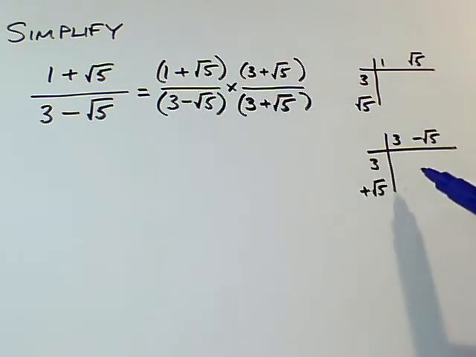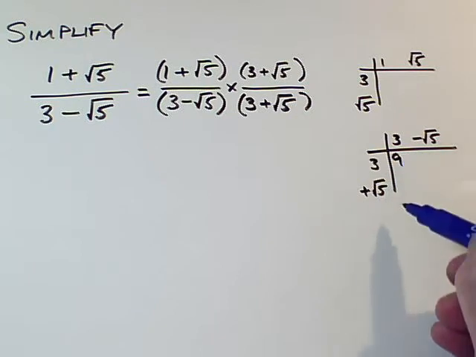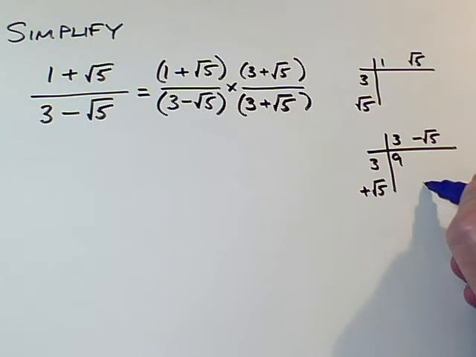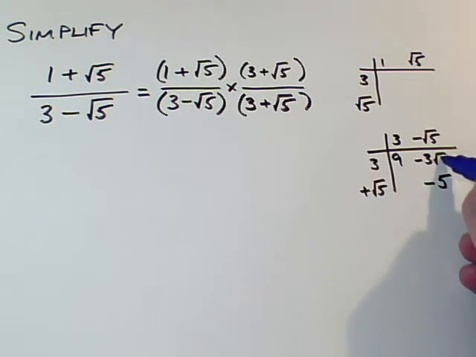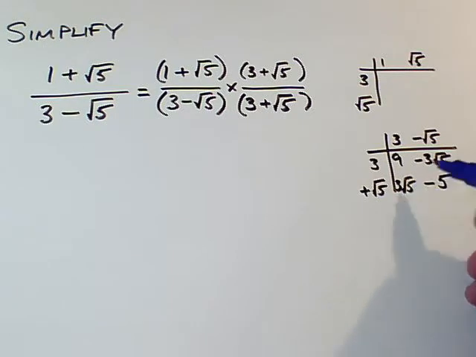I'm going to start this time on this one because this is the one I hope to simplify. So 3 times 3 is 9. Plus root 5 times minus root 5, a minus times a plus is a minus, and root 5 times itself, its job is to equal 5. So I'm going to get minus 5 in this corner. Now in these two corners, minus times a plus is minus 3 times root 5, and here I've just got 3 times root 5.